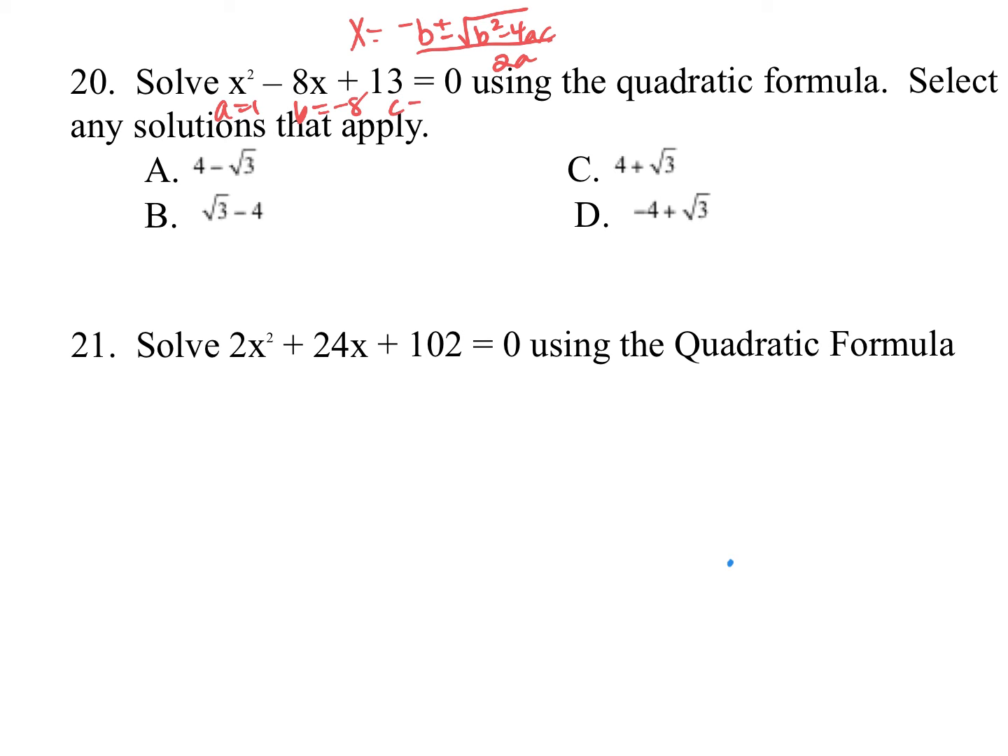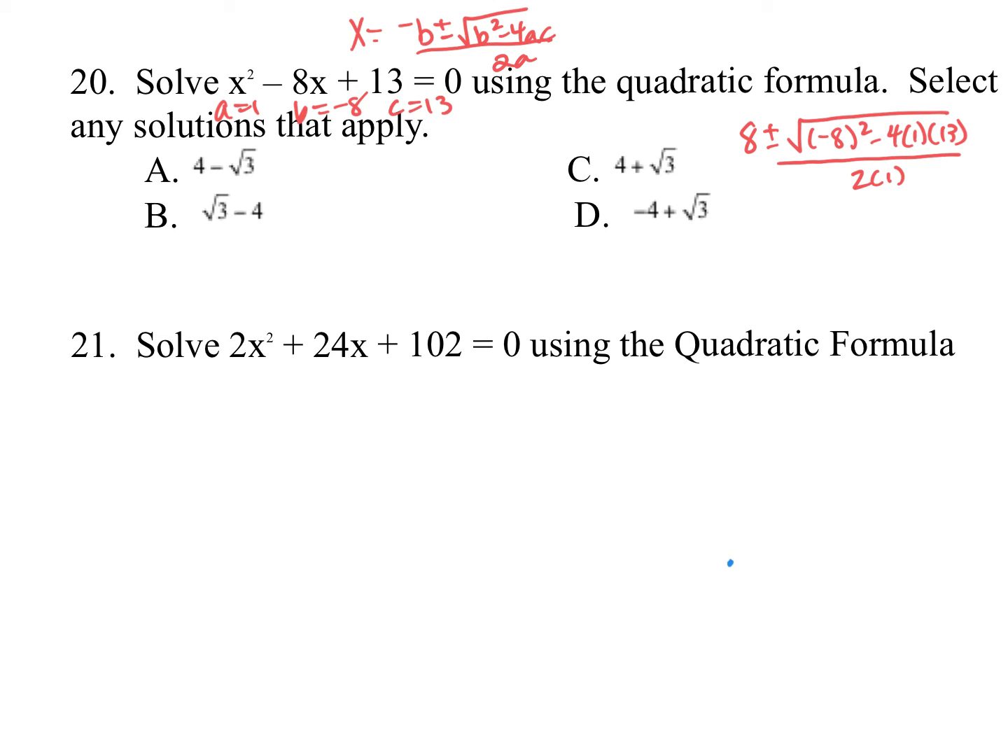B is -8, and C is 13. So I'm just going to plug all that in. So that's going to be, let's see, opposite of B, which is 8, plus or minus the square root of -8 squared minus 4 times 1 times 13, all divided by 2 times 1.